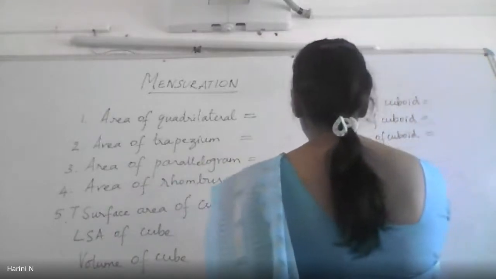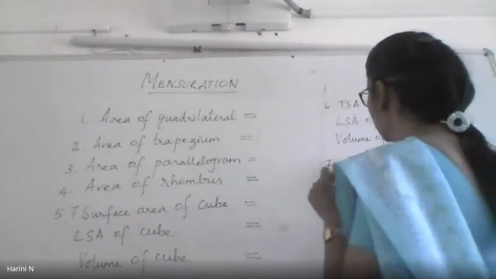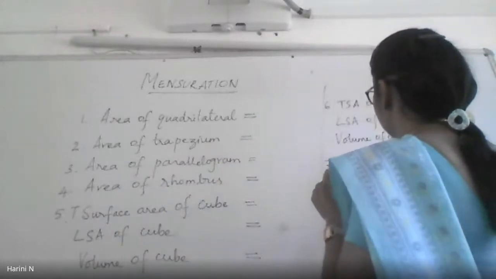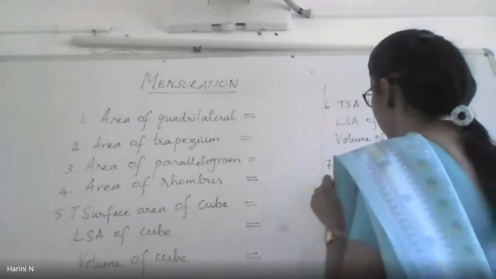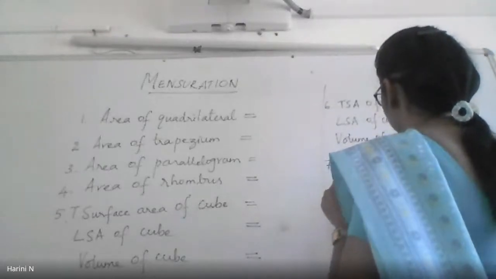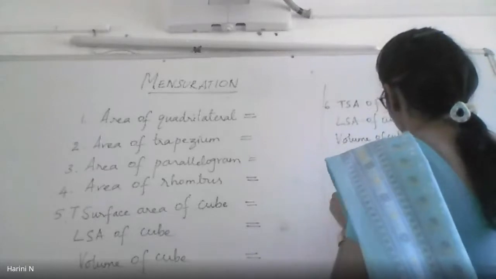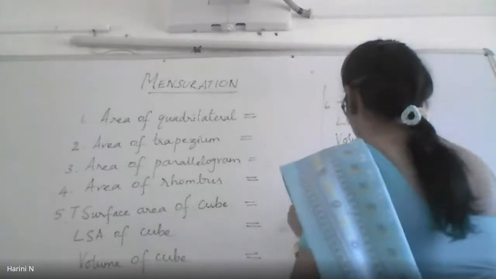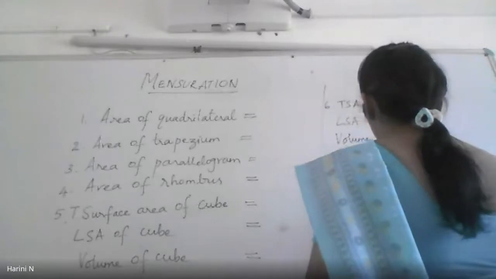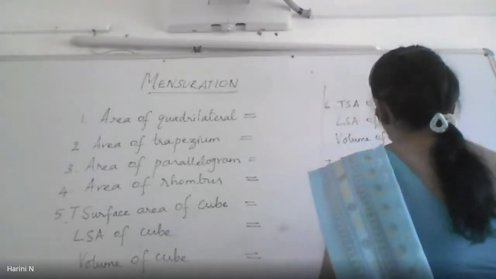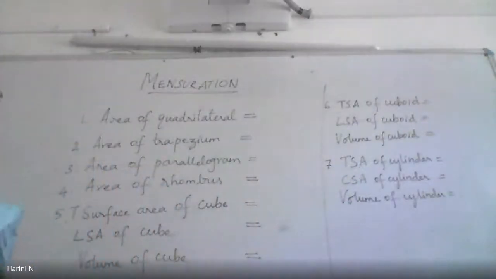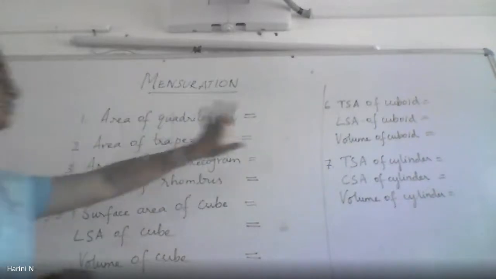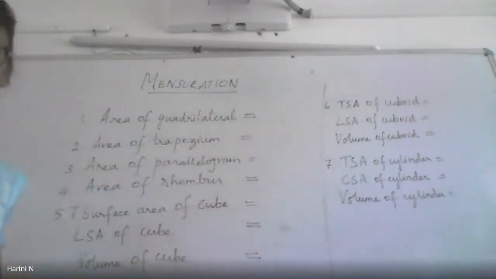Okay, then the last solid that we had was the cylinder. So TSA of cylinder, then CSA of cylinder, and then the volume of cylinder. Quickly try to recall. All these formula you must know by heart, only then you will be able to do problems on mensuration. These are all two-dimensional plane figures. These three are solids. Both of them you must know.